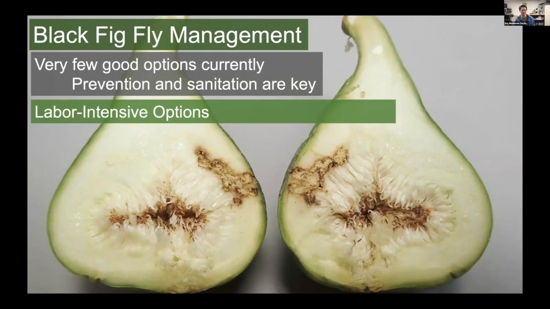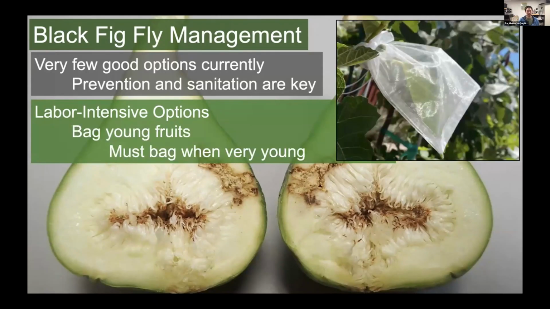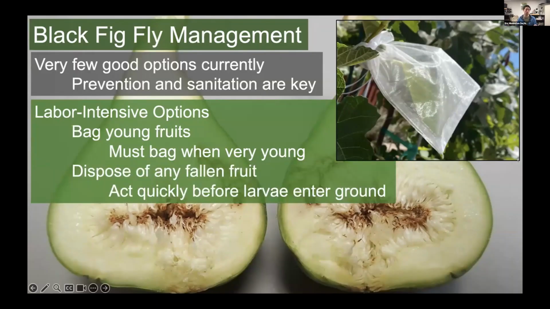So here are the labor intensive options that are available right now for black fig fly, and that's bagging young fruits individually. Obviously not very feasible on a really large scale, but if you have small scale stuff, it can work. So covering those fruits with an organza bag prevents any of the fruit flies from getting to it in the first place and laying eggs in it. You have to do this when they're quite young, though, because unripe fruit will still be attacked by black fig fly. So you've got to get them quite early, but if you do this, it is actually pretty effective.